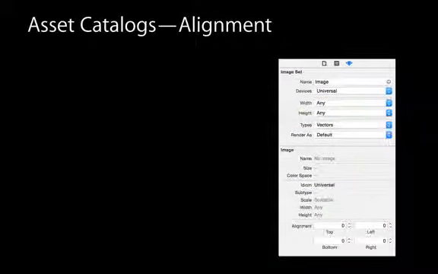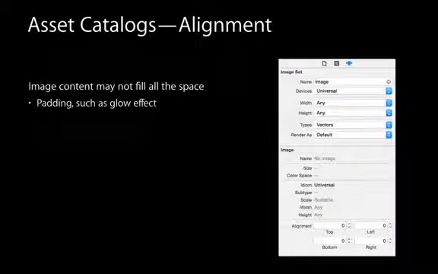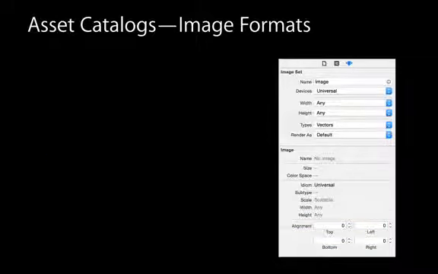Second, alignment support. So there may be occasions where you have an image provided to you by a designer that doesn't fill the entire space of the image. For example, it may have a glow effect or some other padding that causes it to be inset. And now you can also show that information and convey that inside of Interface Builder and your asset catalogs. And this will correspond to the alignment rect properties on either NSImage or UIImage. And you can specify alignments from any of the 4 edges. This is fantastic.